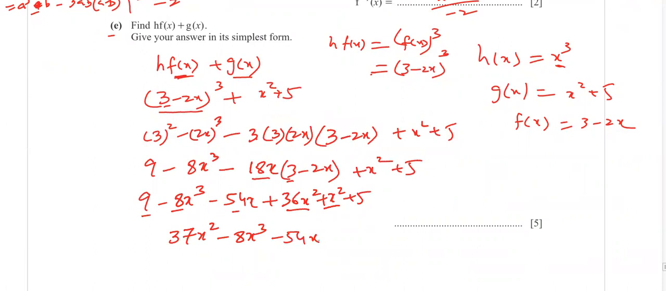Now 9 plus 5 is 14. So that is the simplest form. Sorry, the 8x cube term comes right before that one. Minus 8x cube plus 37x square minus 54x plus 14. That is the simplest form of this one that we have. Okay, quite easy. Just this formula you have to remember, then the rest of the work will be super easy.